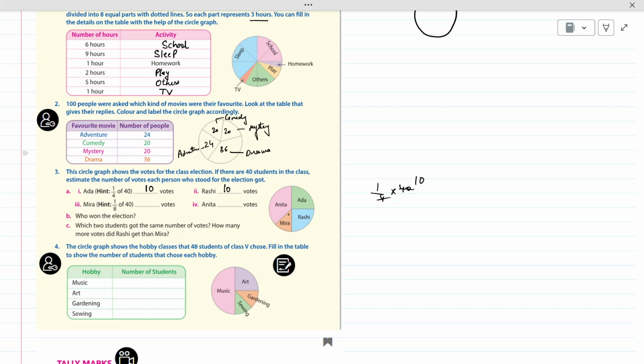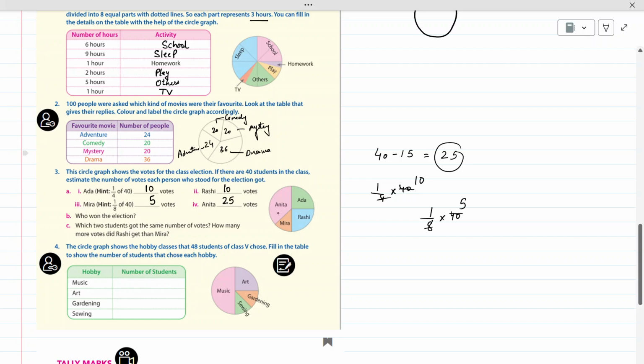Now coming to Anita and Meera. For Meera, it says that she has got 1/8 of 40. So 1/8 of 40 is 5. That means Meera has got 5 votes. There were 40 students, right? And 15 are out of it. So how many are left? 25, right? So we have 25 votes with Anita.